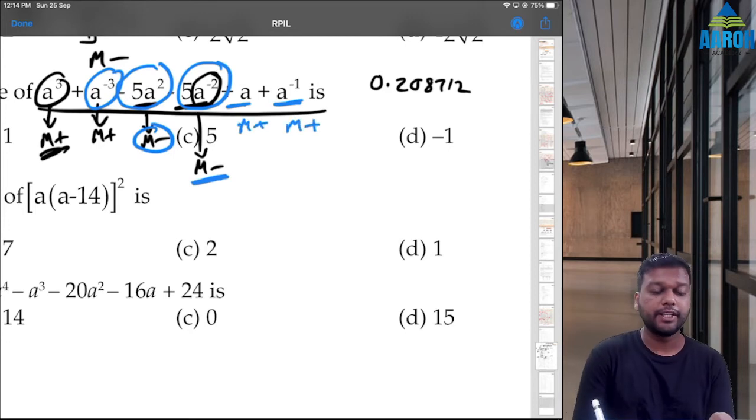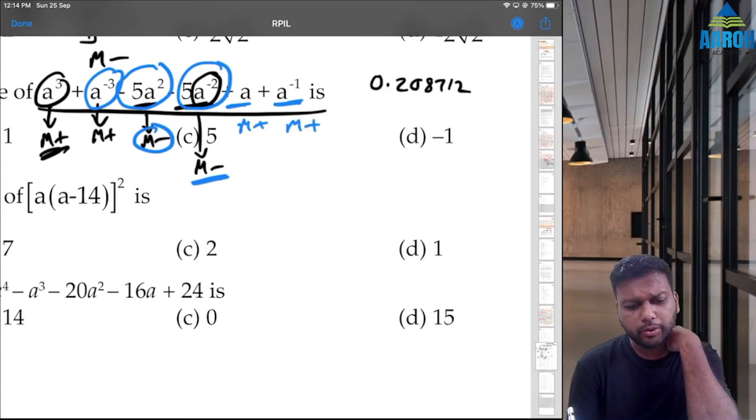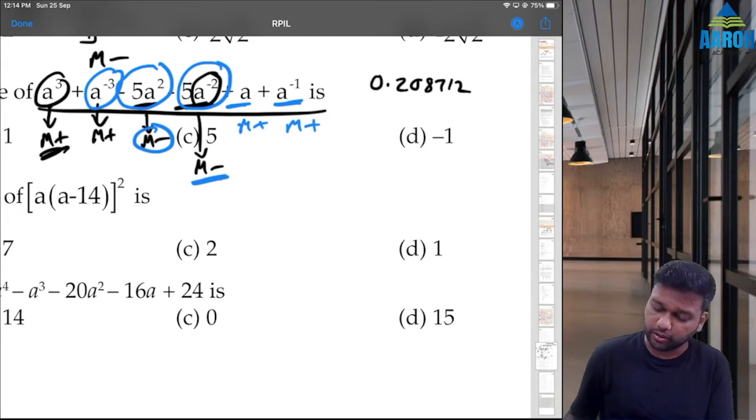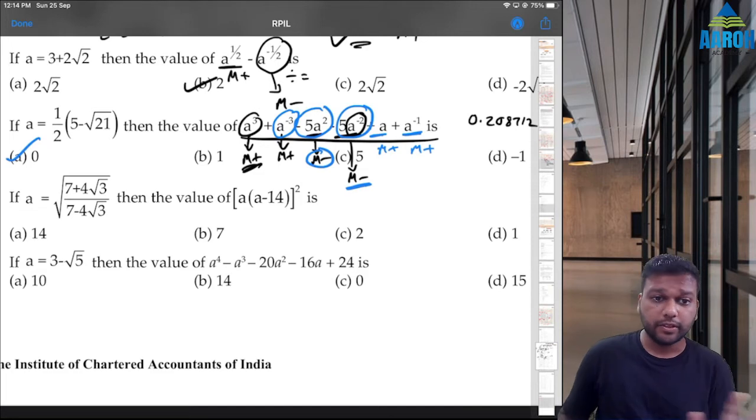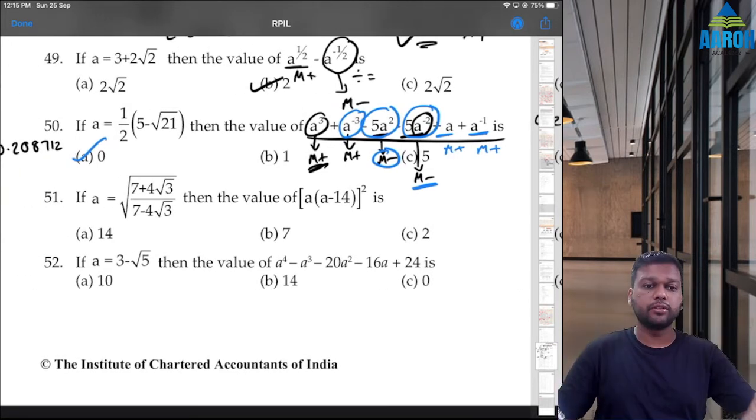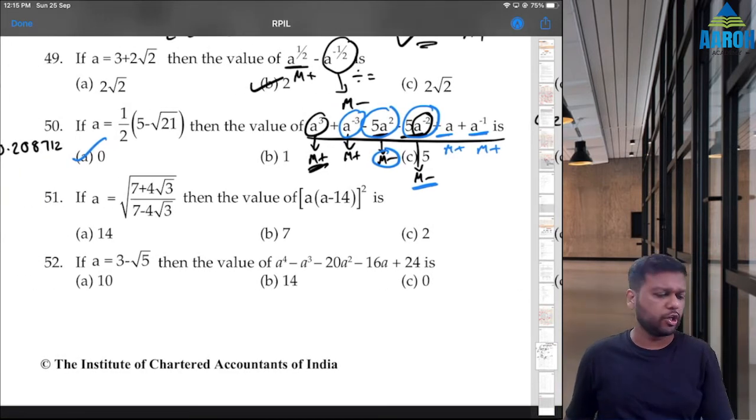If you press MRC 2 times, you should get your answer. It is 0.000077, so 0 is the correct answer, option A. Okay. This was complicated, but again entirely based on calculator. So if you focus, concentrate, you are comfortable with your calculator, then you should be able to solve this easily.